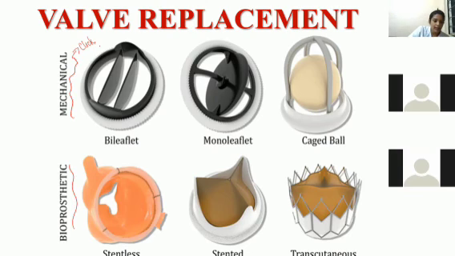Mechanical valves are divided into bileaflet, as you can see in the picture, then monoleaflet, where only one leaflet is there, then caged ball, where the shape is like a caged ball. That is about mechanical. Bioprosthetic valves can be stentless, with stent, without stent, and transcutaneous also. So these are the two types of valves. According to the financial ability and the need of the patient, we will provide the type of valve. The bioprosthetic valves are more costly.